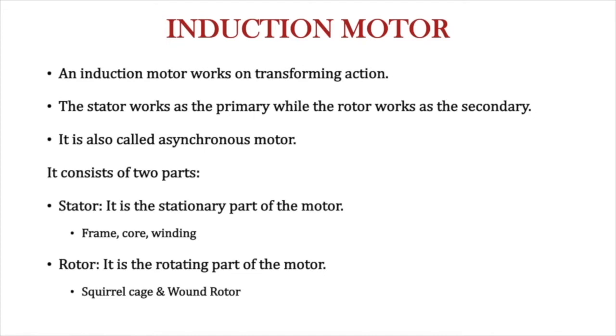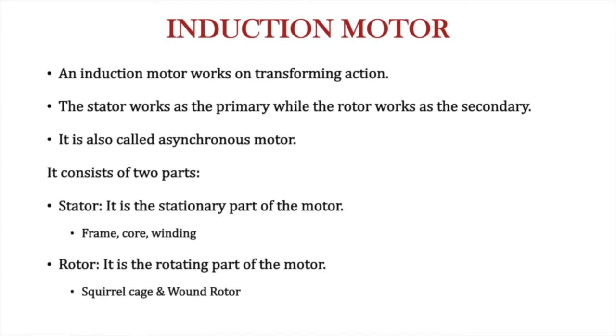The motor does not achieve the synchronous speed, or if it achieves it, the torque produced is 0 at synchronous speed. Hence it is always rotating at a speed below the synchronous speed. Therefore the name is given as asynchronous motor. It mainly consists of two parts.